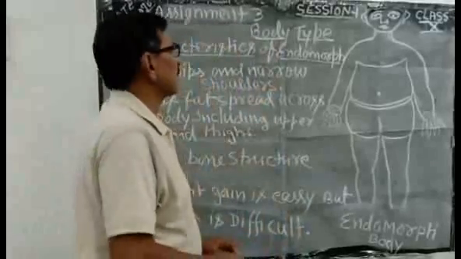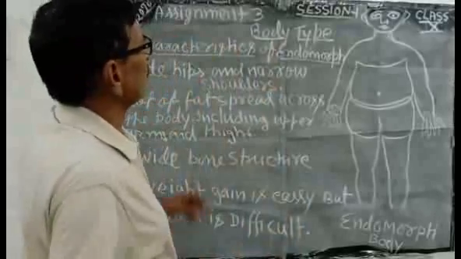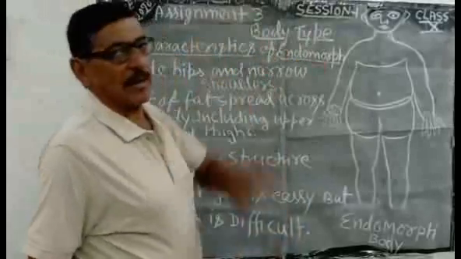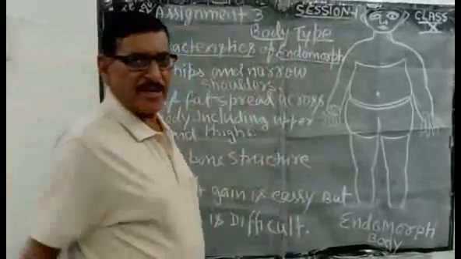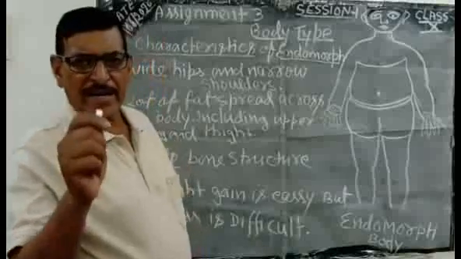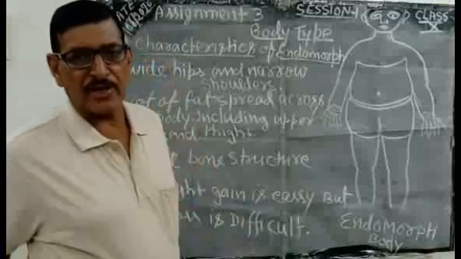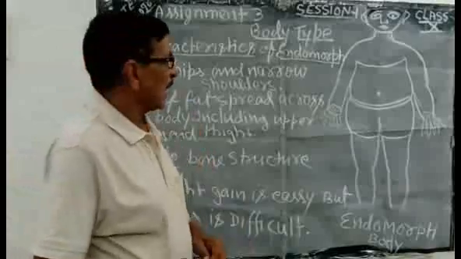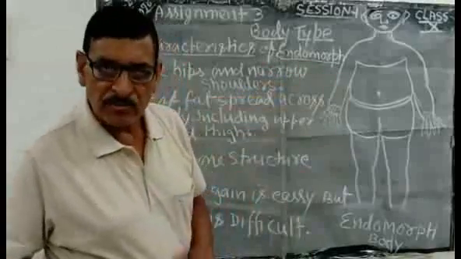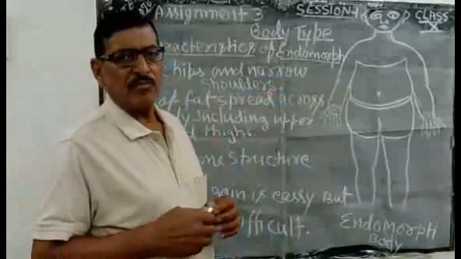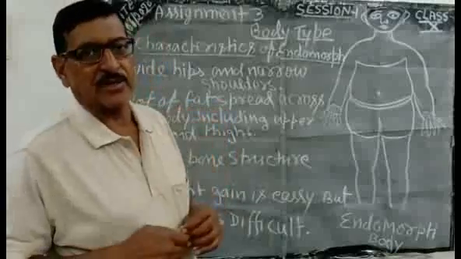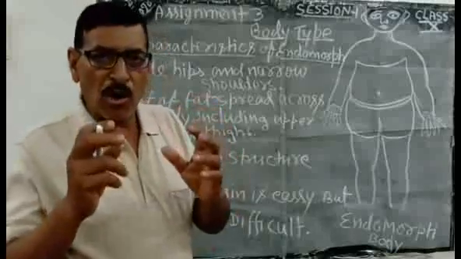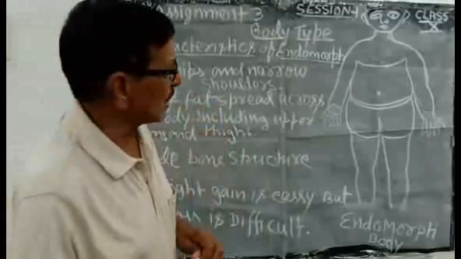Now, children, I am going to explain body type. For better understanding, we divide it in following stages. First, endomorph body. Second, mesomorph body. Third, ectomorph body.